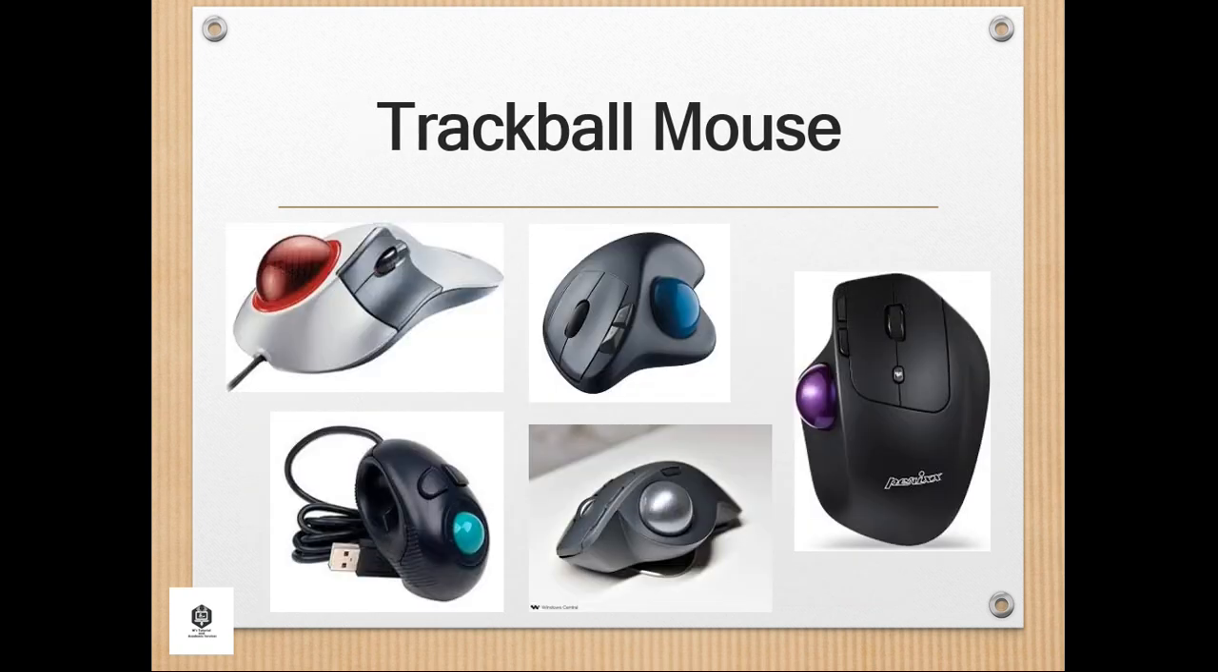Trackball Mouse. Trackball is a special type of mouse because one ball is placed on the surface of a socket, and that socket contains the sensors. The sensors detect the rotation of the ball about two different axes, like upside and downside.